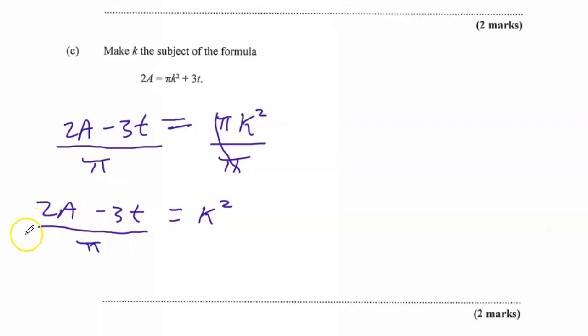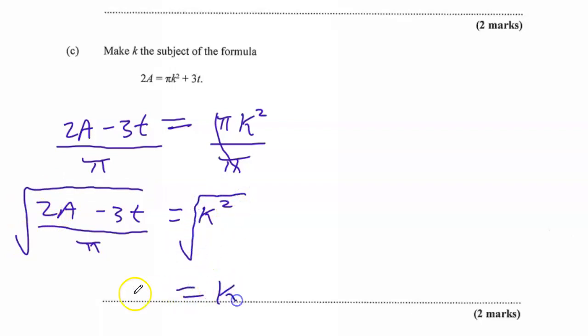And of course now we can take the square root of both sides. So the square root of k squared, that's k. And then k is equal to this expression, 2a minus 3t upon pi.